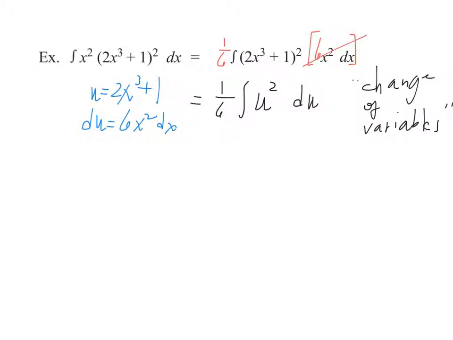Now, if you think about it, I really haven't done any calculus yet. All I've done is just completely changed what's written. So now we'll do the calculus. I'm going to add 1 to the exponent and divide. This will be u cubed over 3 plus c, or 1/18 u cubed.